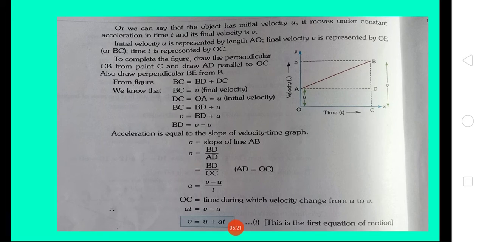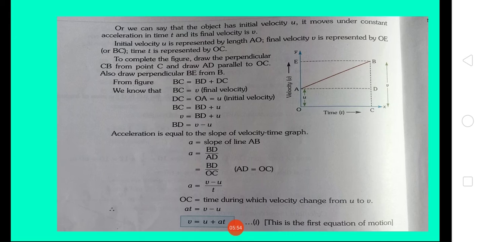So observe this figure carefully. This is a velocity time graph of an object which has an initial velocity U and a final velocity V. OA represents initial velocity and OE represents final velocity, and T represents time duration between 0 and C. So the figure is completed here.